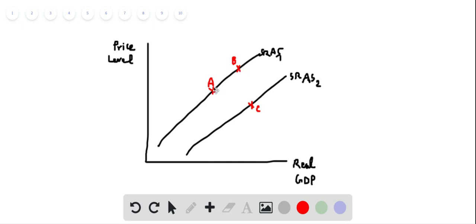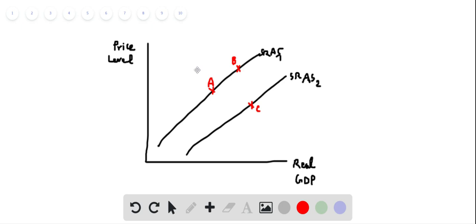The next situation is movements from point A to point C. This would result from an outward shift in the short-run aggregate supply curve, from short-run aggregate supply curve 1 to the second one over here. Now, the movement from point A to point C would result from multiple different factors, and let's consider a few of them now. One would be an increase in production inputs, such as labor force or capital stock.